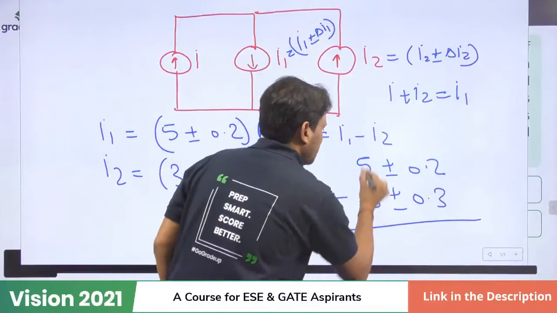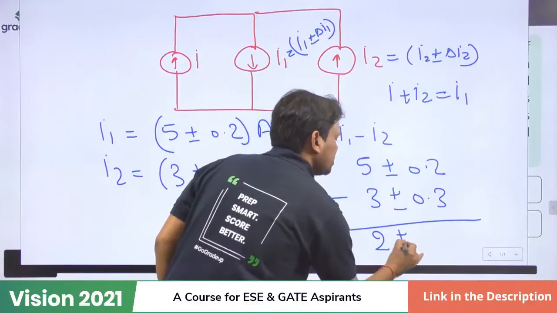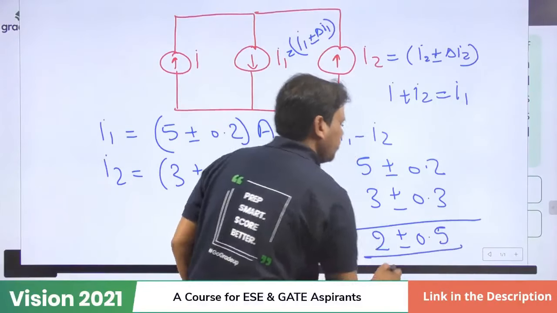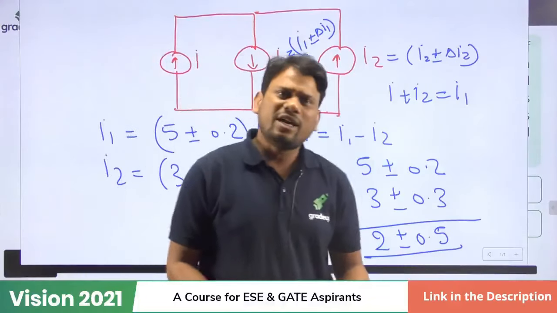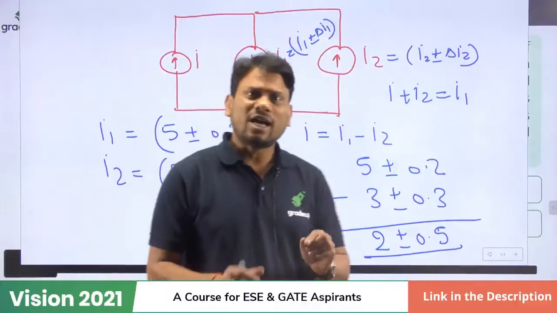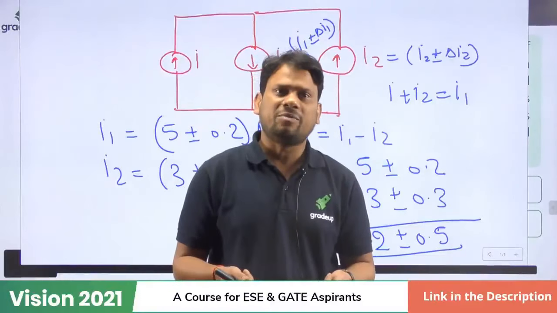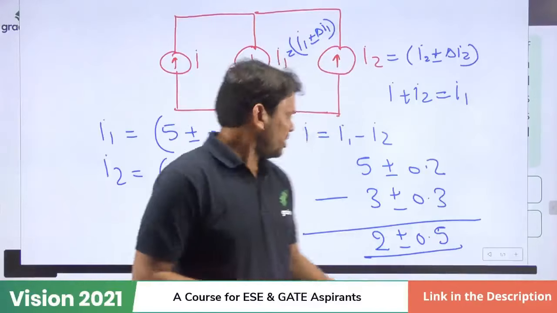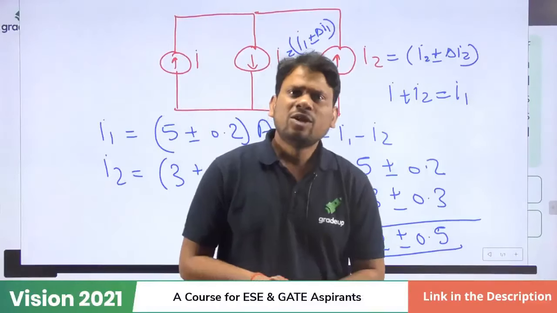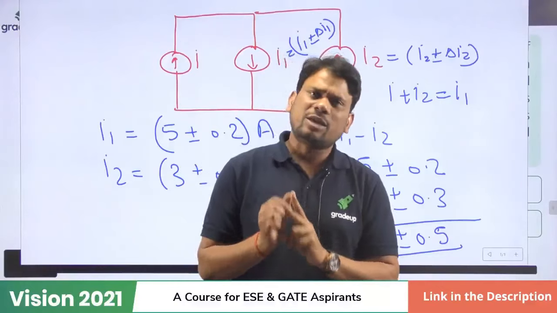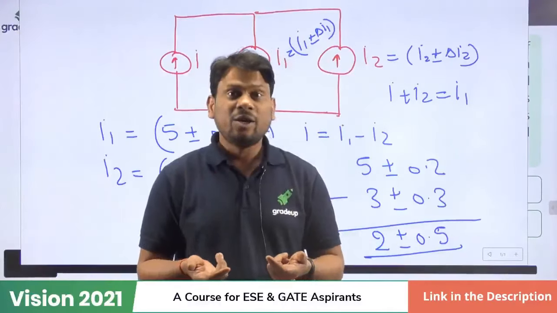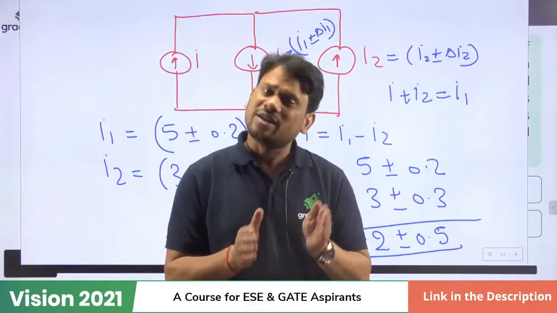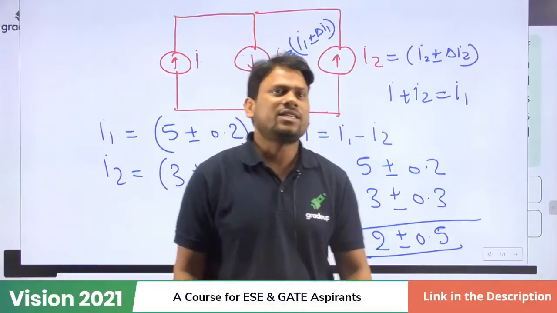Now we require subtraction, so 5 minus 3 is 2, and plus or minus we have to add the errors, so that error is 0.5. Why are we adding that error? Because that error is absolute error, not relative error. Please mind it. That is why we can directly add. So please try to understand: in addition and subtraction, we have to add the errors, whereas in multiplication, division or power terms, we have to add relative errors.